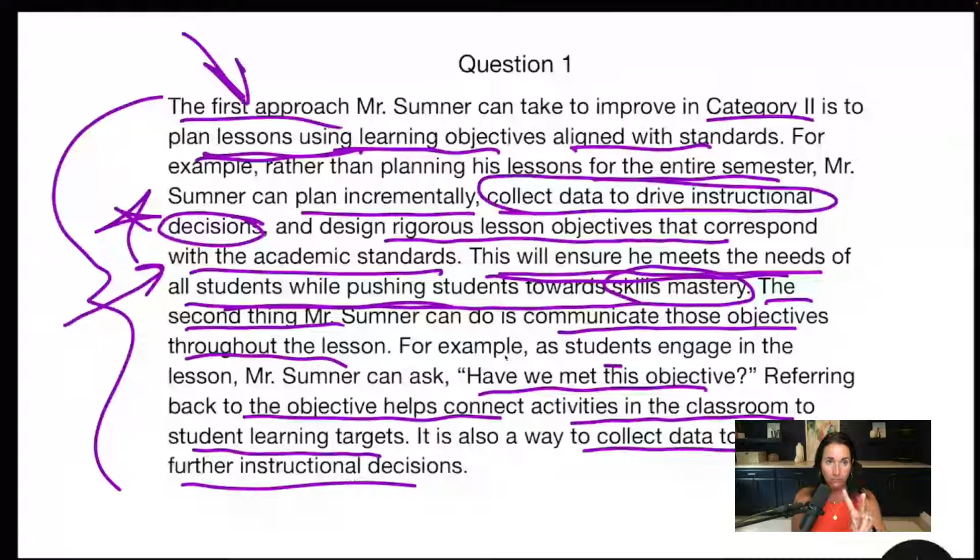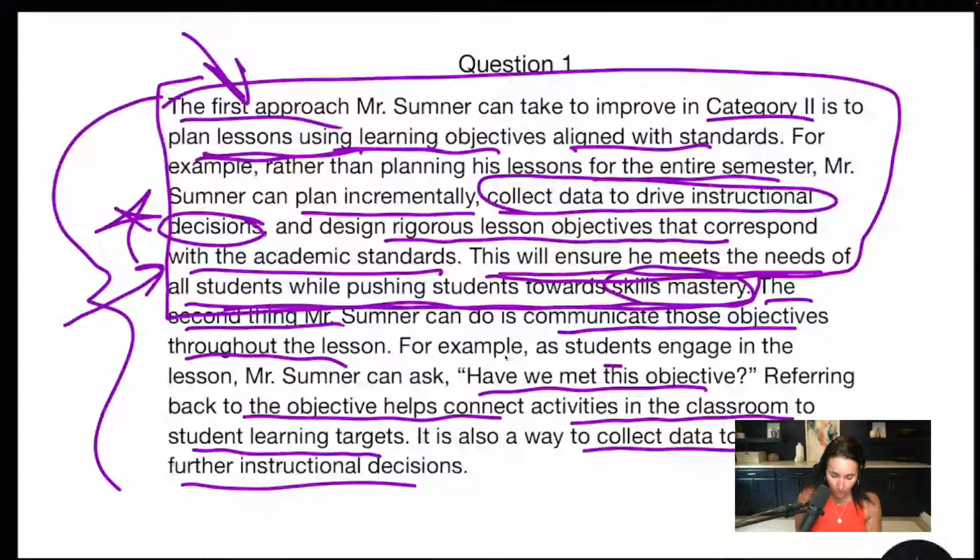I've answered the question. You could even break this up into 2 paragraphs if you wanted to. You could make this one paragraph here. Oh my God, it's getting really messy. Sorry, guys. This one here, and then you could start number 2 here. You could do it any way you want. Just make sure you answer the question.